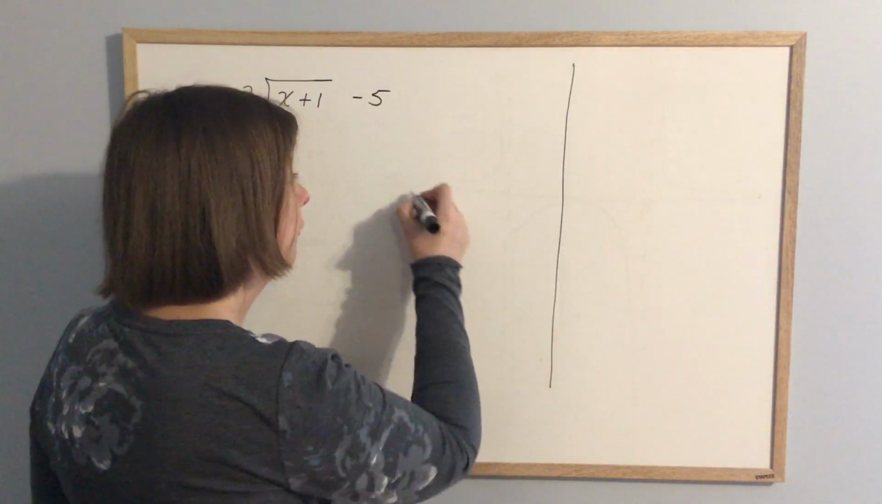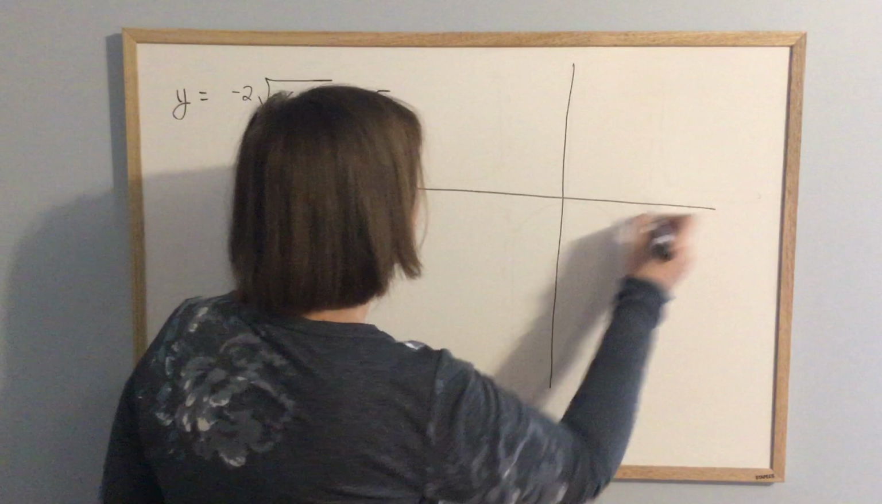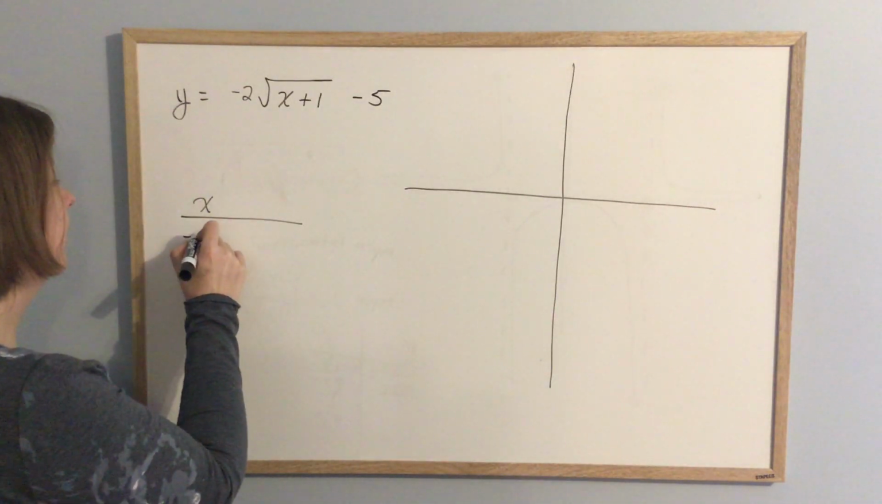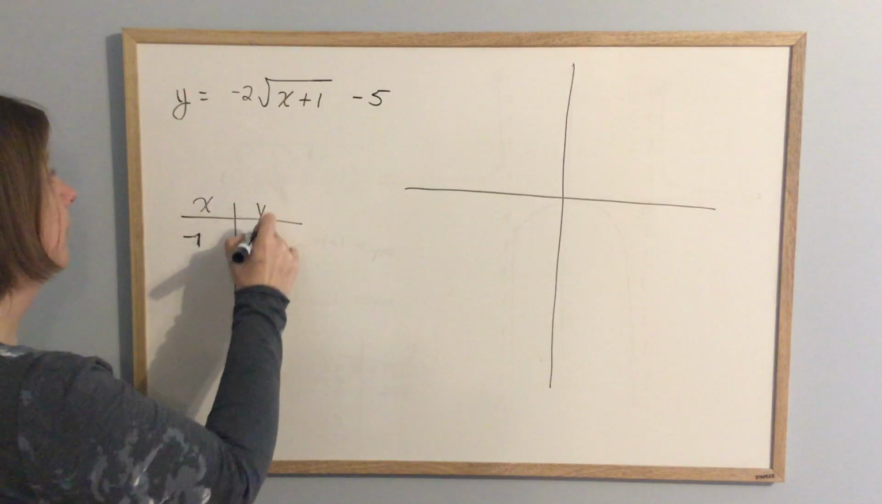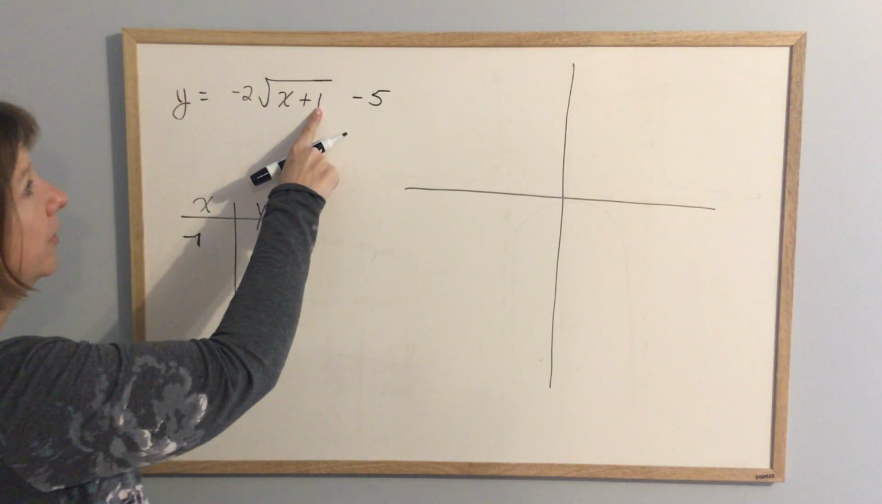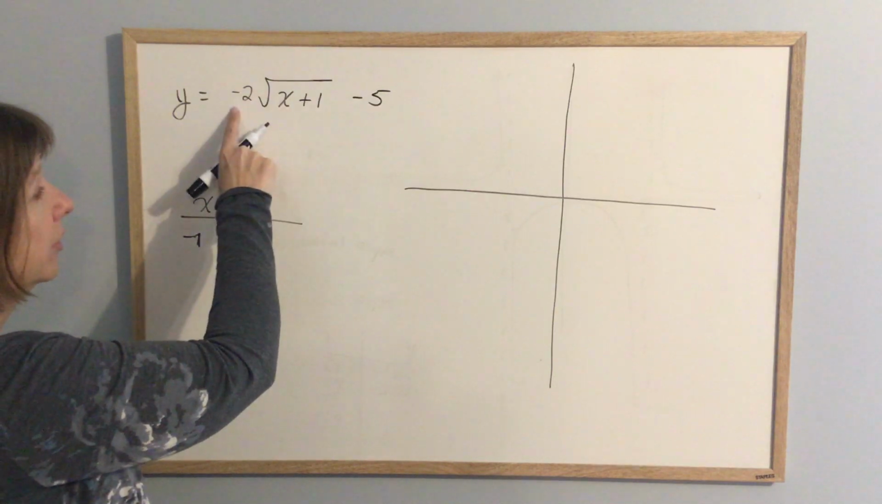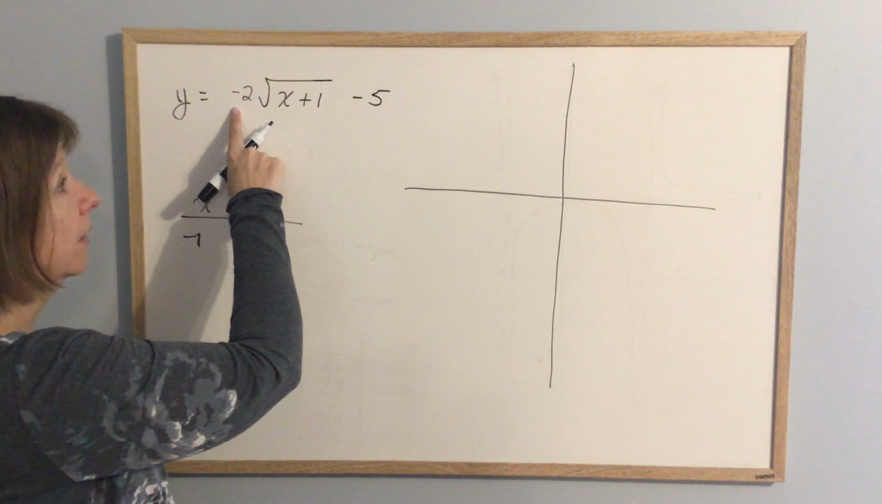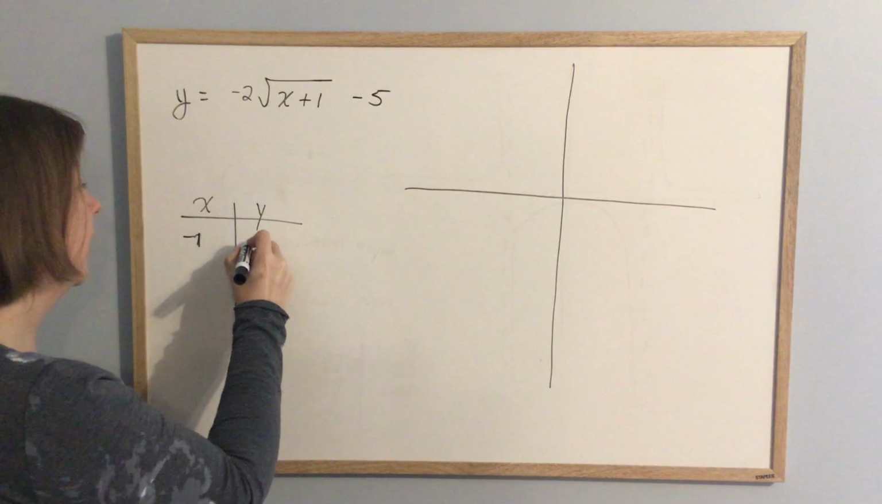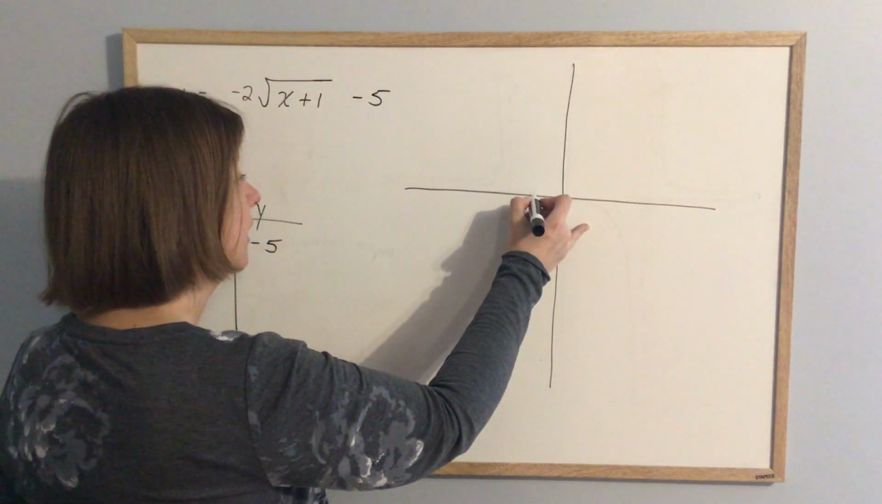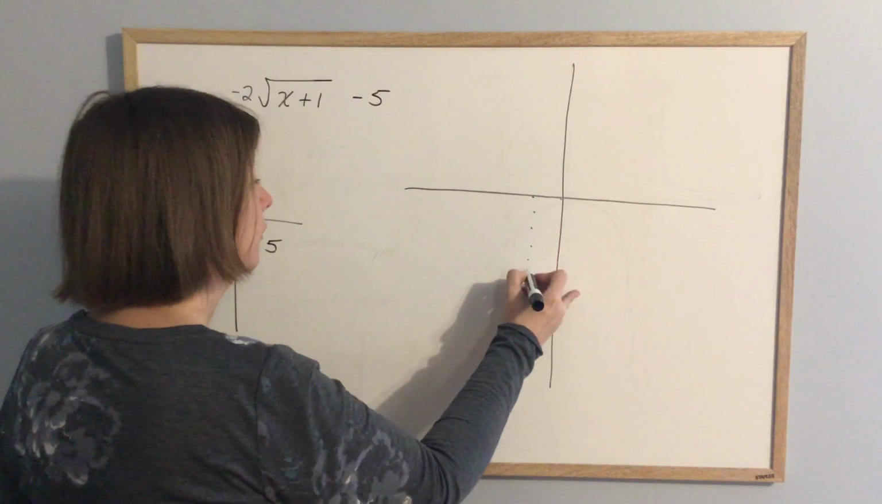So if my x then was -1, my y, -1 plus 1 would be 0. The square root of 0 is 0 times -2 is 0. Sorry, minus 5 is -5. So at -1, it's -5.